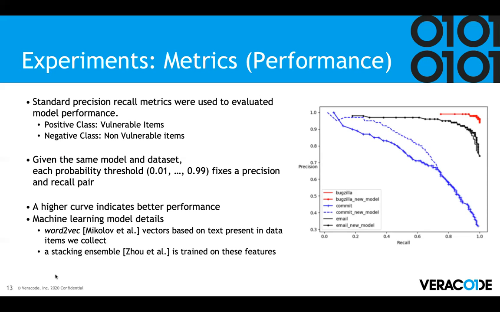The features we used were word-to-vec vectors, which currently only use the text data present in the data that we crawl through Bugzilla or GitHub. And the machine learning setting is the same. It's still a stacking ensemble trained on these features.